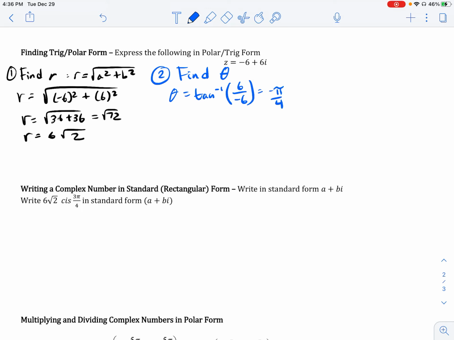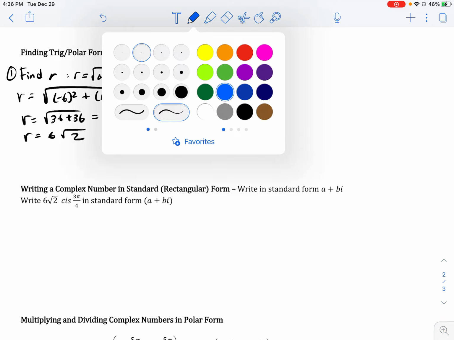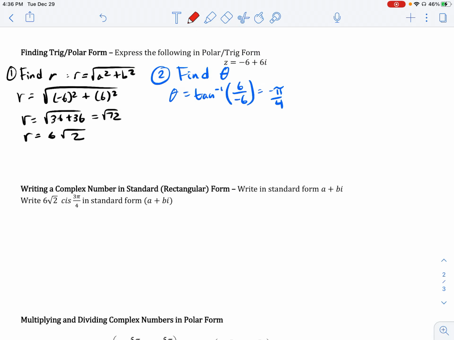Now, before I firmly plant that as negative pi over 4, it's a good idea for us to make sure we understand where our complex number is. If we graph -6 plus 6i, remember, this was our real, this is our imaginary. -6 plus 6i is over here in quadrant 2. This is where our complex number z is.